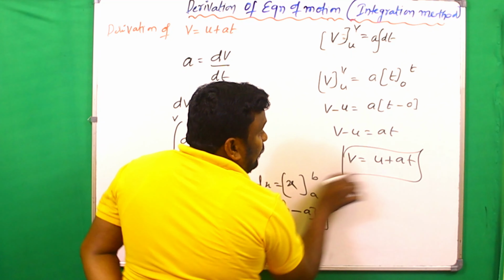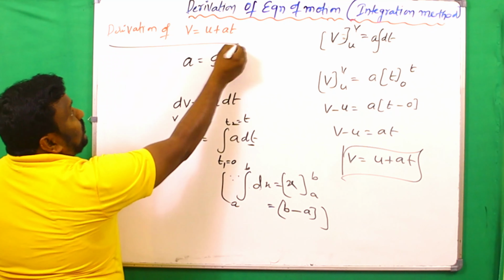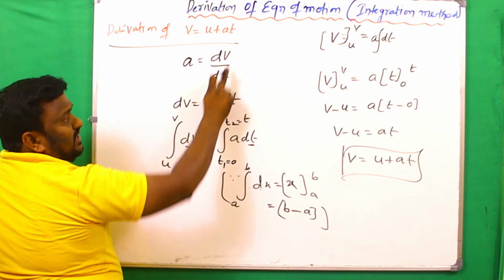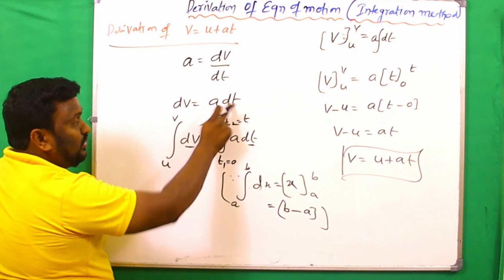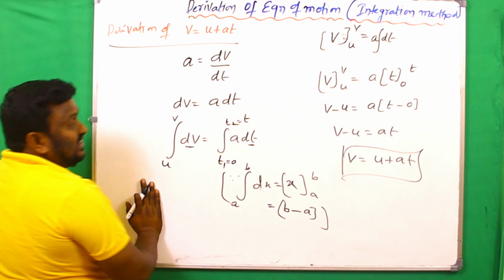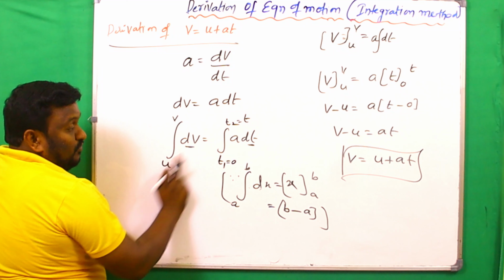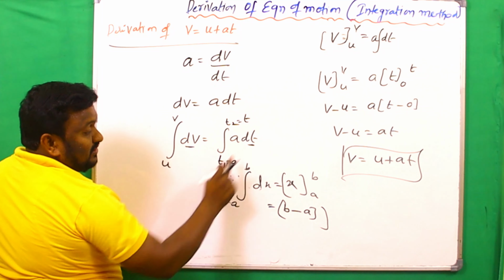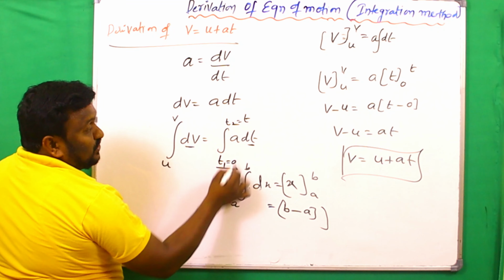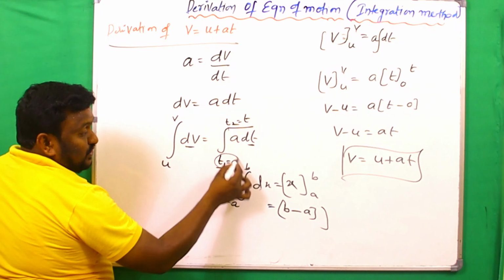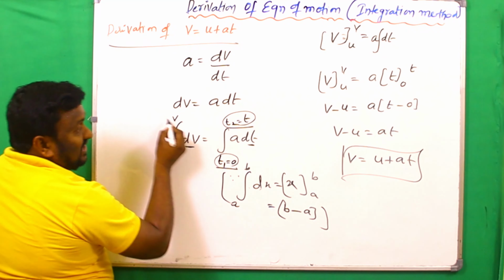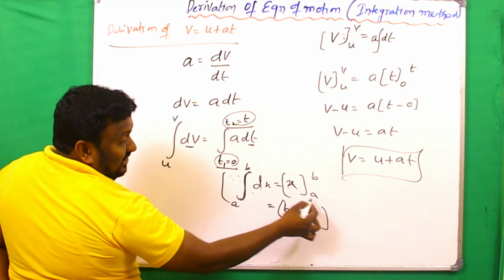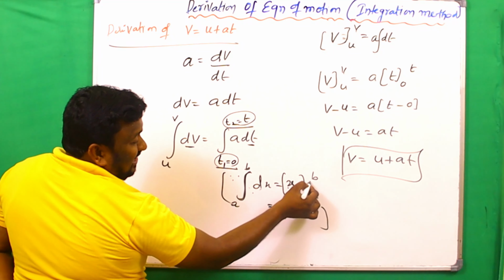So in this way we can derive v is equal to u plus at by using the integration method. Very simple. a is equal to dv by dt. From that we write dv is equal to a into dt, and we are integrating on both sides. Here we are integrating with respect to velocity, that's why the limits are u and v, and we are integrating with respect to time, here t1 and t2. I am going to take t1 as 0 and t2 as t. When t1 is 0, the velocity is u, and when the time is t, the velocity is v. We are using the formula: integral from a to b of dx is equal to x, with limits a and b. a is called the lower limit and b is the upper limit.